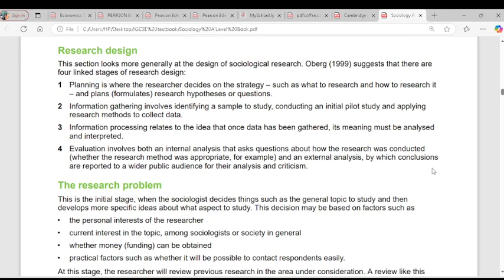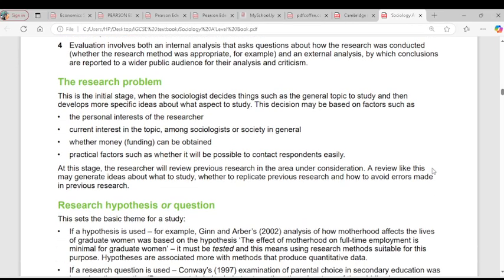For the research problem, it starts with the initial stage. So I wrote, at the initial stage, the sociologists will have to make decisions about the topic you want to research upon. Then there are some factors that will determine if you can actually go on with that research or not. So what are the factors? Number one, the personal interest of the researcher. So what's your interest? What do you really want? What makes you want to do that research? It's one of the things you have to put into consideration.